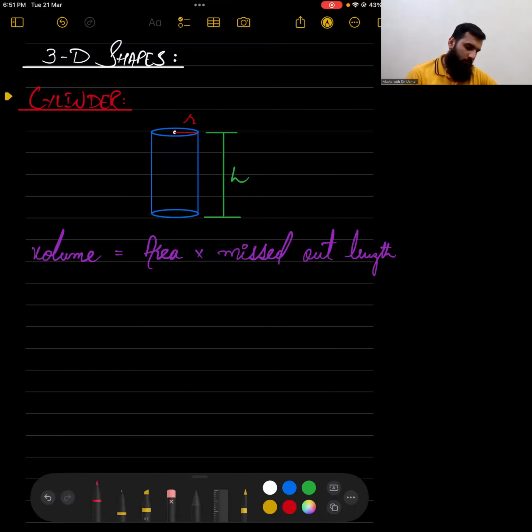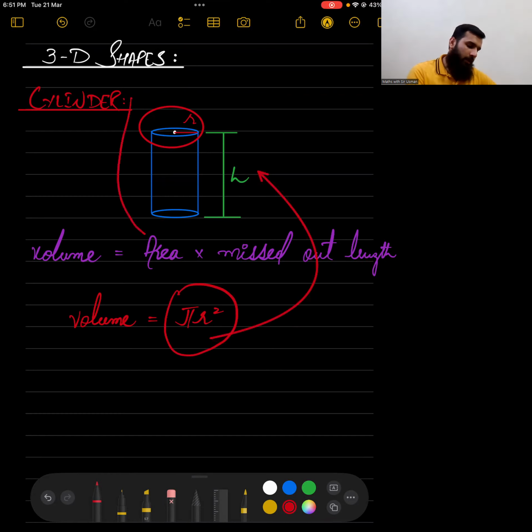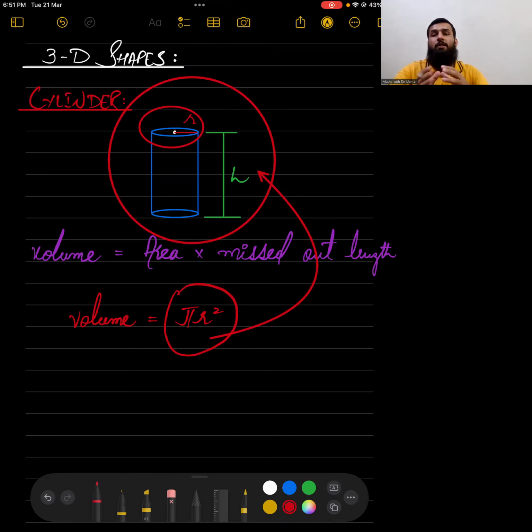Pi r square. Pi r square, very good. So it is going to be pi r square for the area of the top face. Now the length which has been measured out in the area but was present in the shape, it is height.